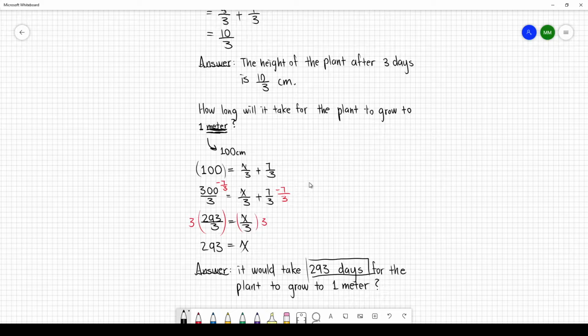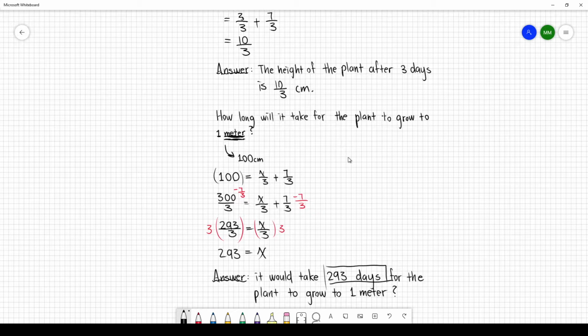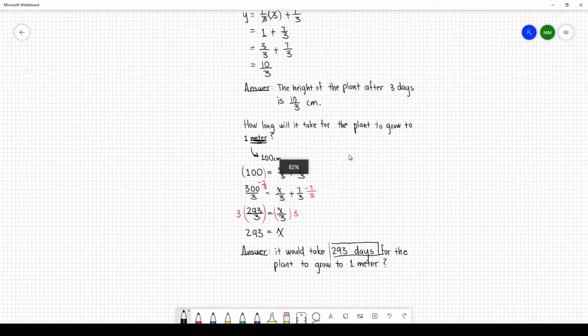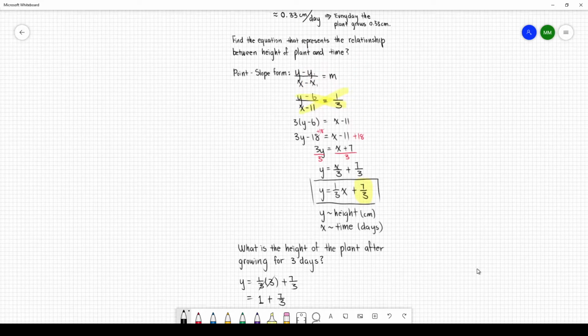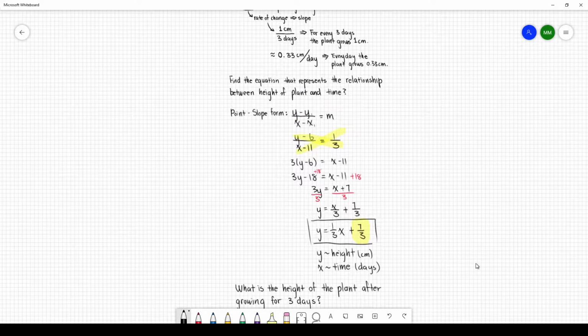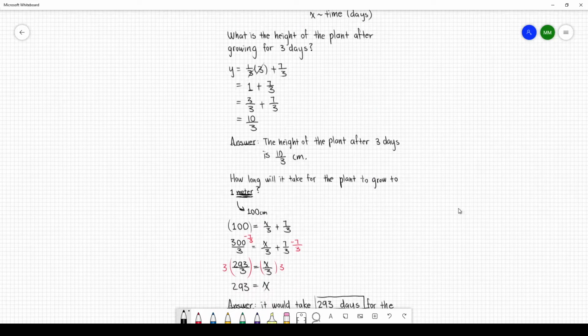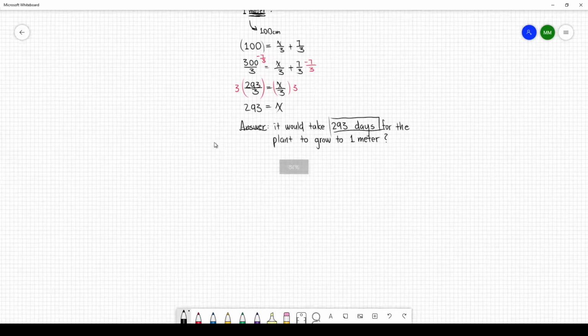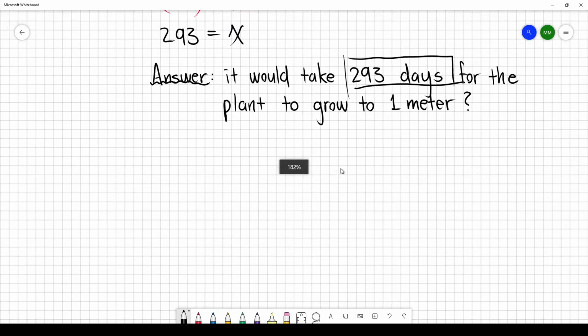So I will give you some questions like this in the homework. And if you have any questions, you can ask me right now or after class. But I think I am going to move on. I don't really have much time left. So I'll just do one example of going from equation to graph.